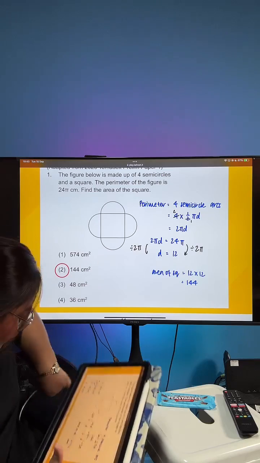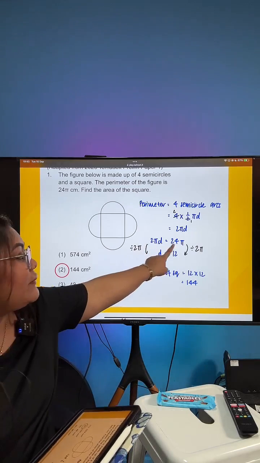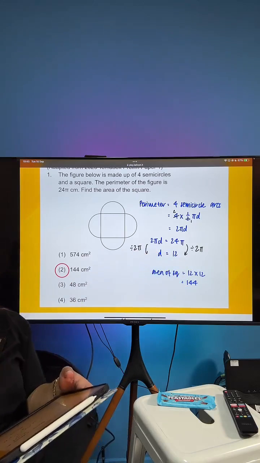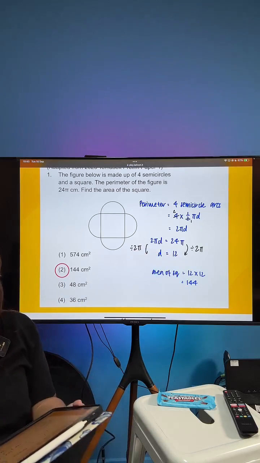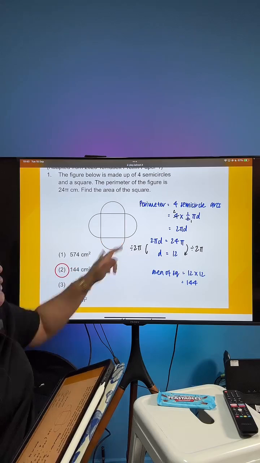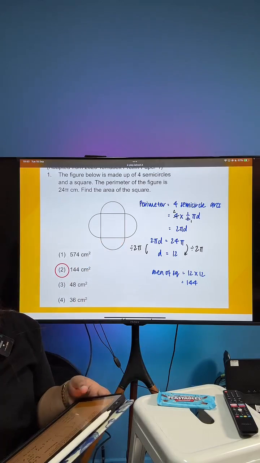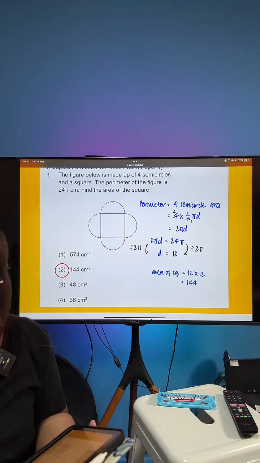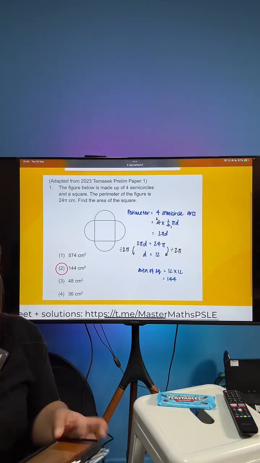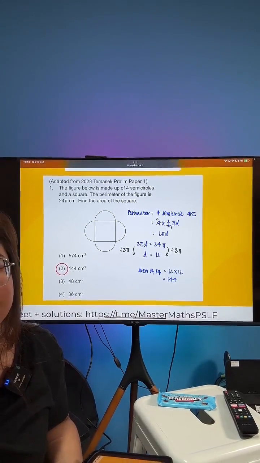Okay, there's no gradient going on here, so not to worry about that. Alright, one more time. 2 pi d is the same as 24 pi. So if you divide by 2 pi on both sides, to just find diameter, that will give you 12. Therefore, the area of the square is 12, which is the diameter, times 12, okay? Because 12 is also the length of the square, okay? So 12 times 12 to give us 144 cm square, okay? So once again, this came out in the 2023 Temasek Prelim paper 1, alright?